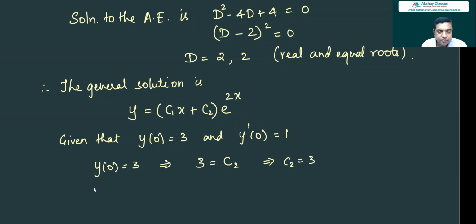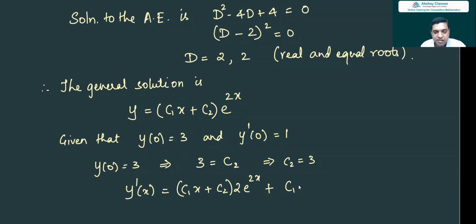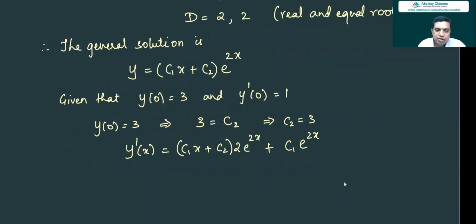Next, y dash, the derivative, is (c1x plus c2) times 2 e power 2x. UV rule we have to apply. And then differentiate this one. Keeping this as it is, differentiate this one, we'll get c1 times e power 2x. So now y dash 0 equal to 1.